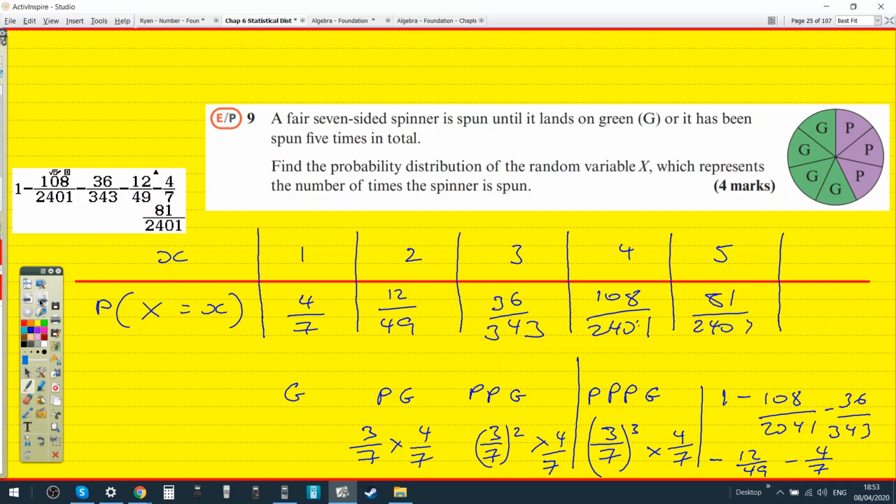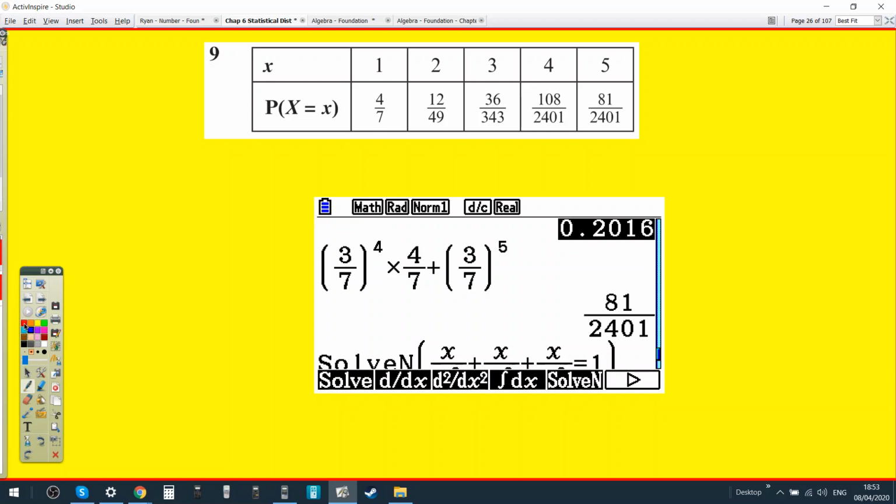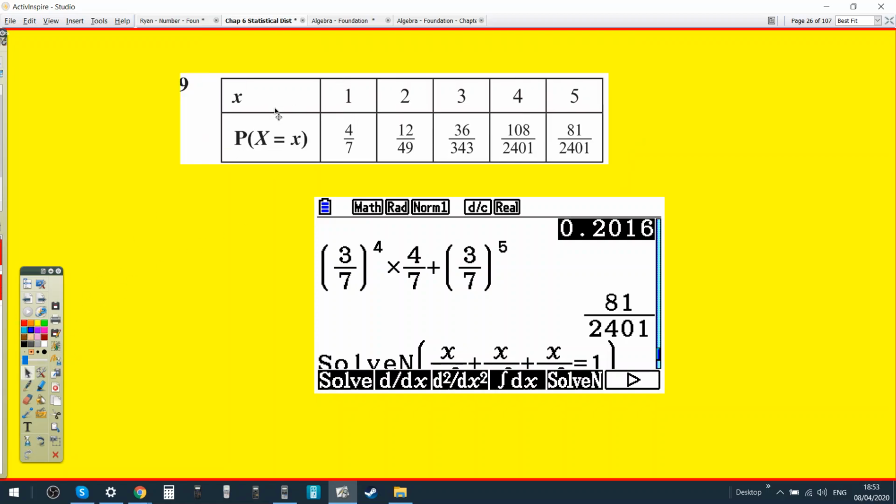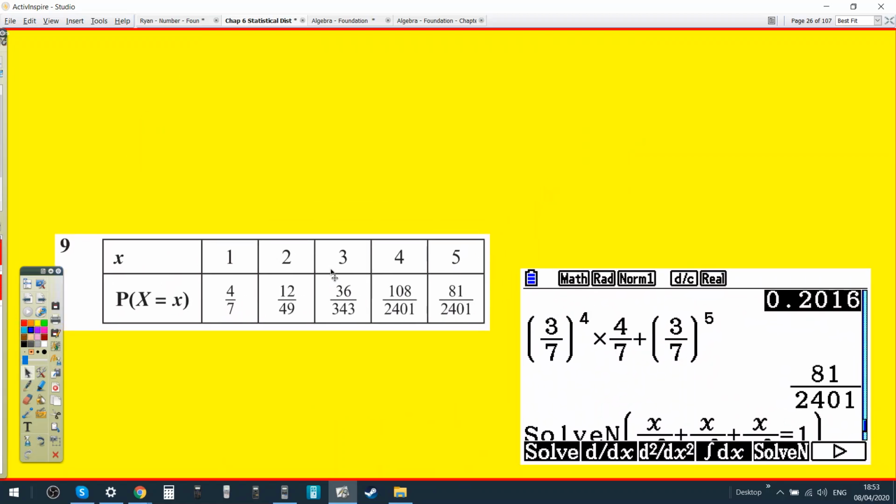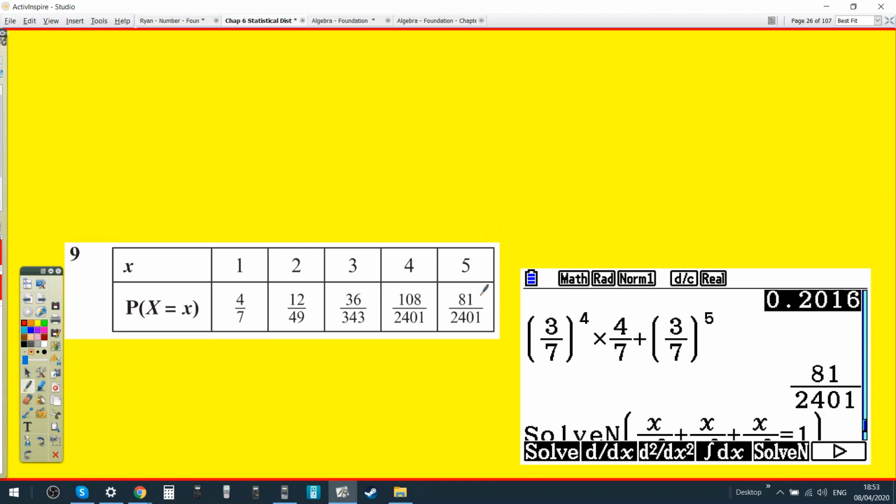That's a 4 marker, and yes, 81 over 2401. Great. And any questions there? No.